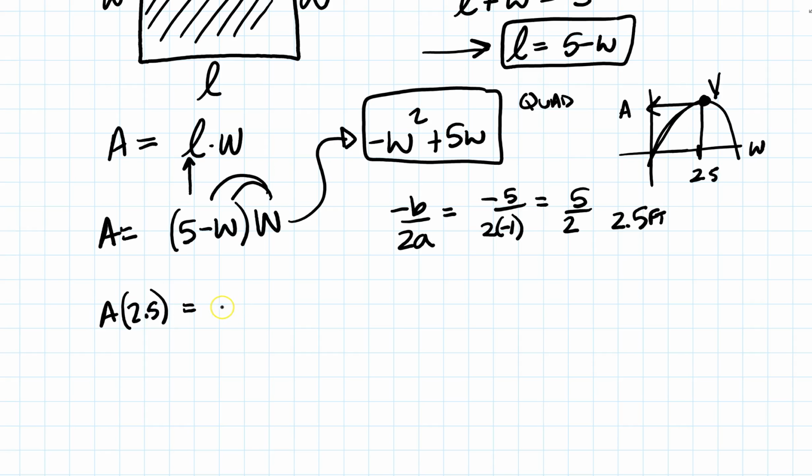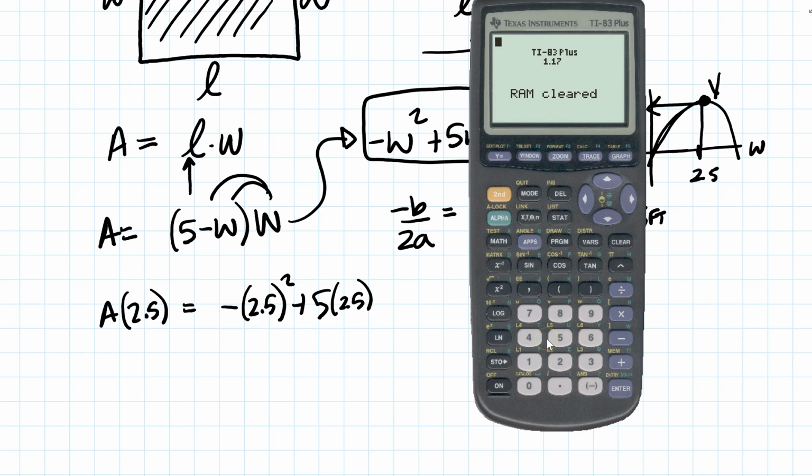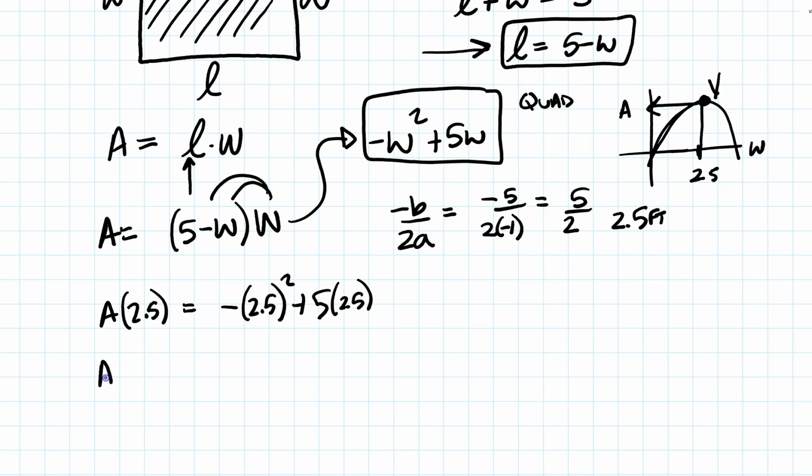So it's going to be negative 2.5 quantity squared plus 5 times 2.5. And I can plug that into my calculator. That's no problem. So if I take the parentheses, or go negative and then parentheses, and then go 2.5 quantity squared, and then add that to 5 times the quantity of 2.5, I am getting a value of 6.25. So that means the largest area I could find would be 6.25. And that's how you would do that problem.